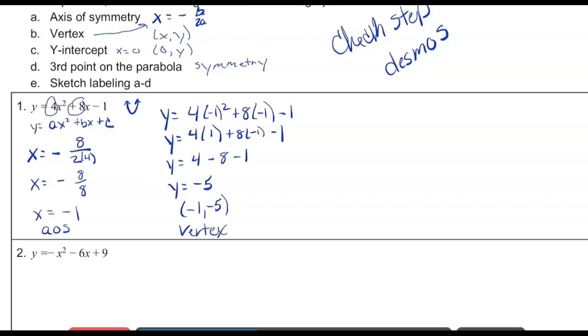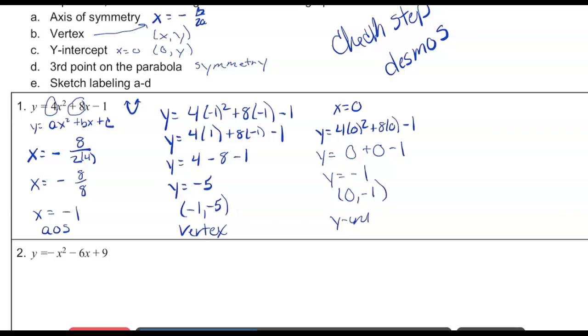Next on the list, I need a y-intercept. Now we know that when we're looking for a y-intercept, the x has to equal 0. So I'm just going to plug 0 in for x. So I'd have y equals 4 times 0 squared plus 8 times 0 minus 1. Now anything times 0 is going to be 0, so the first term is going to be 0, the second term is going to be 0, all minus 1, so y is going to equal negative 1. Therefore, my y-intercept is 0, negative 1. And that's a lot of information. We have an axis of symmetry, we have a vertex, and now we have our y-intercept.